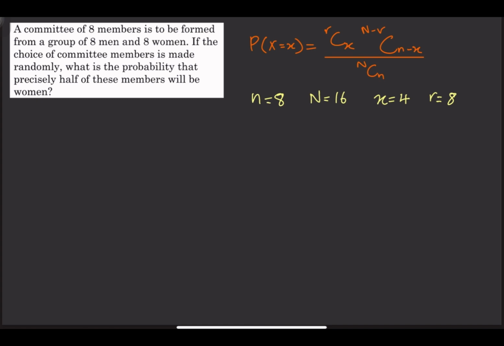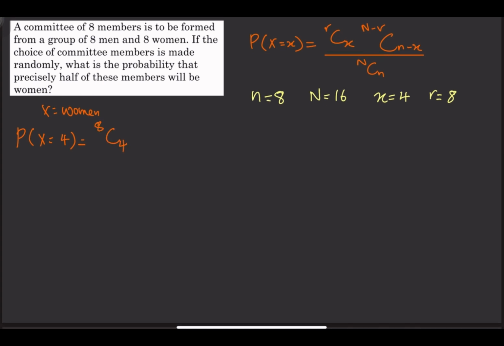Now we can just easily apply this formula, right? Probability of x, the number of women, equals R choose x, that means 8 choose 4, multiplied by N minus R choose n minus x, 16 minus 8 is 8, choose 8 minus 4, divided by big N choose small n, 16 choose 8.